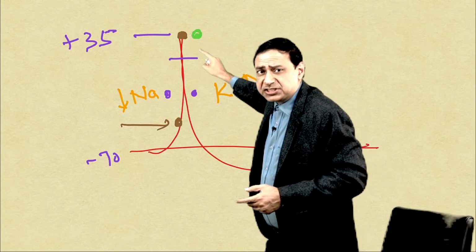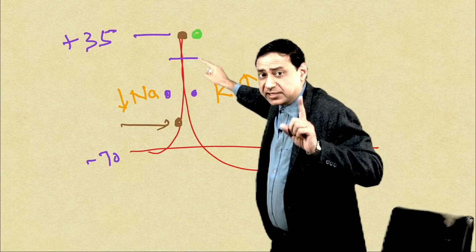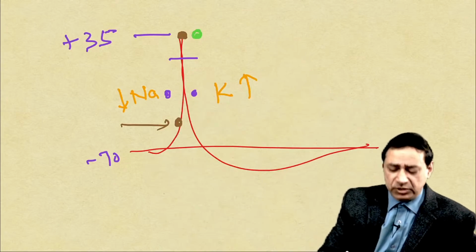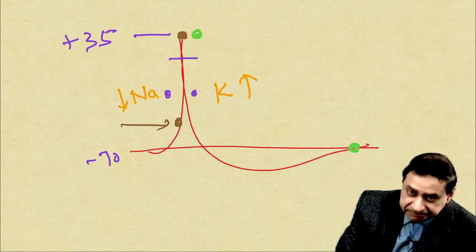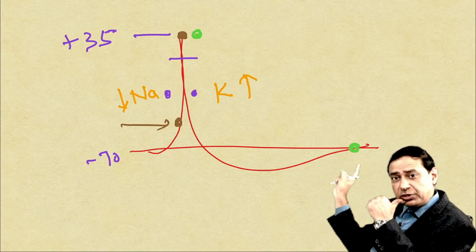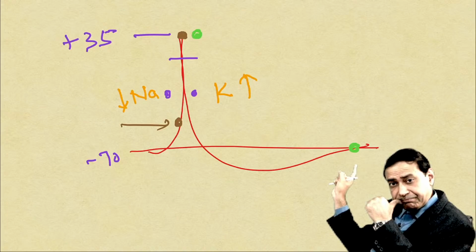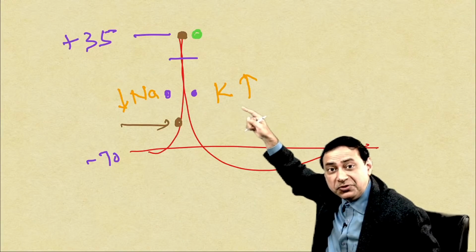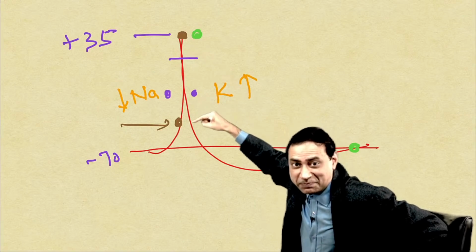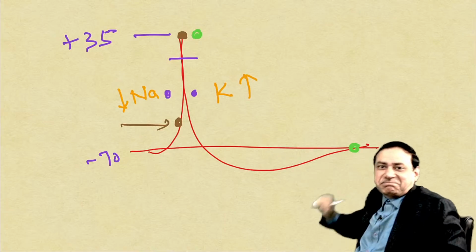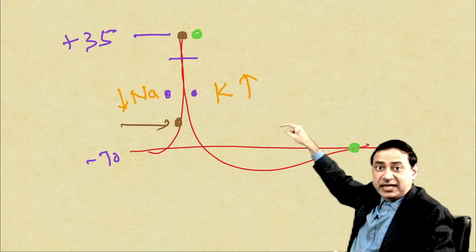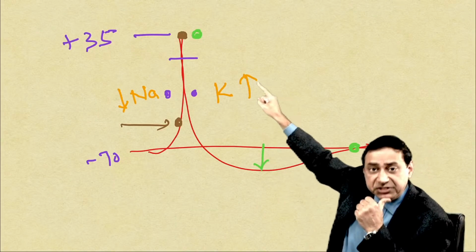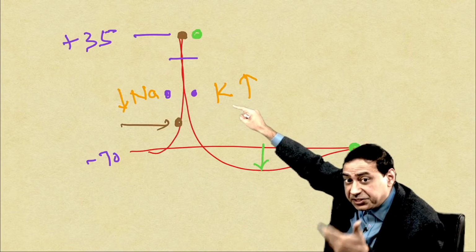But this potassium efflux will continue for much more duration of time. Potassium channel closure will take time. Potassium channels will close somewhere over here, so potassium efflux will continue. So this repolarization will not stop. It will continue to repolarize. So why do we have this hyperpolarization? Because this potassium efflux continues.